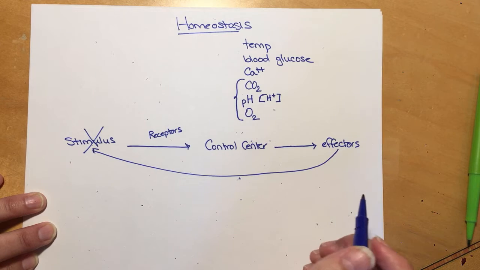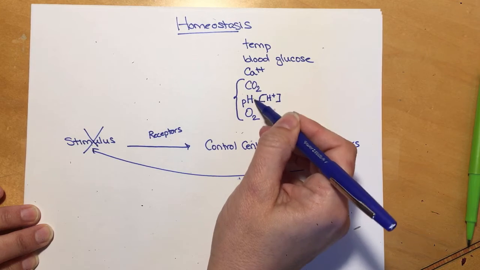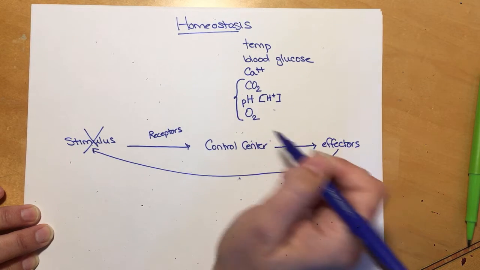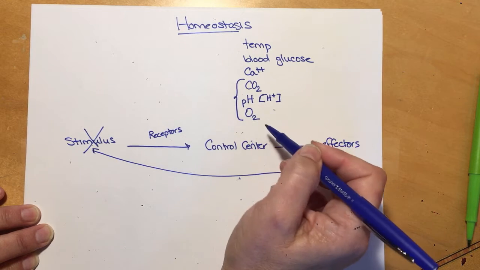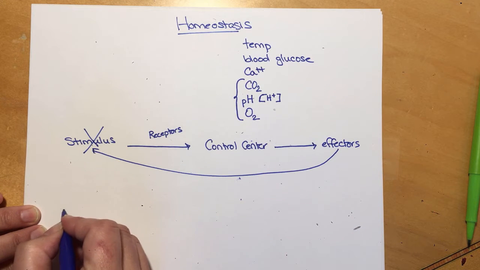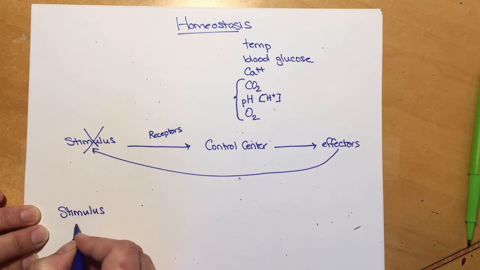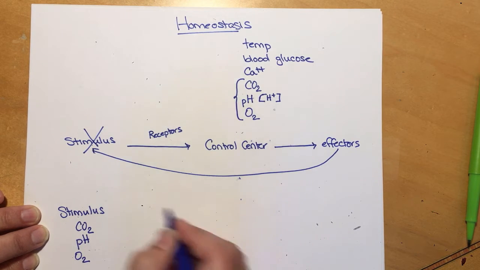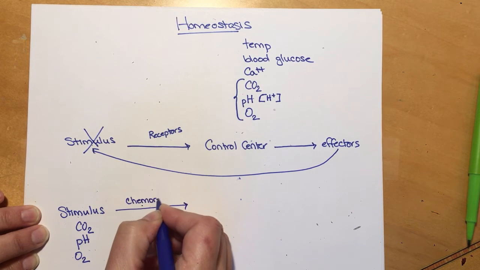Now, in the respiratory system, we're really looking at the concentration of these chemicals. So our receptors are going to be chemoreceptors, because chemoreceptors bind to chemicals and will bring the information to the control center. So the stimulus in this case is going to be a change in CO2 or pH primarily, but also in some cases oxygen. The receptors are going to be what we call chemoreceptors.